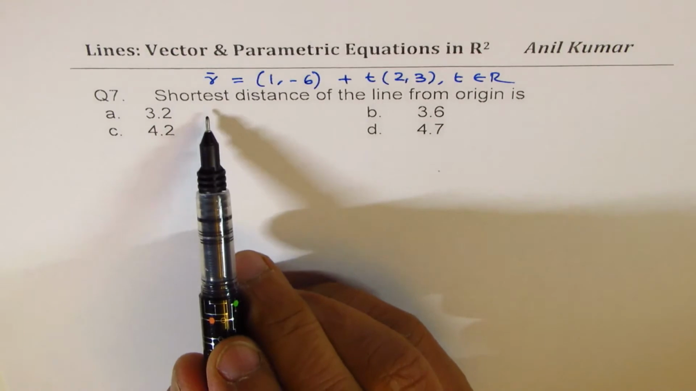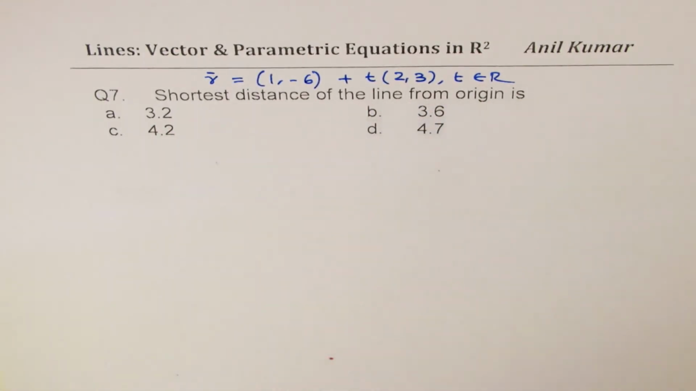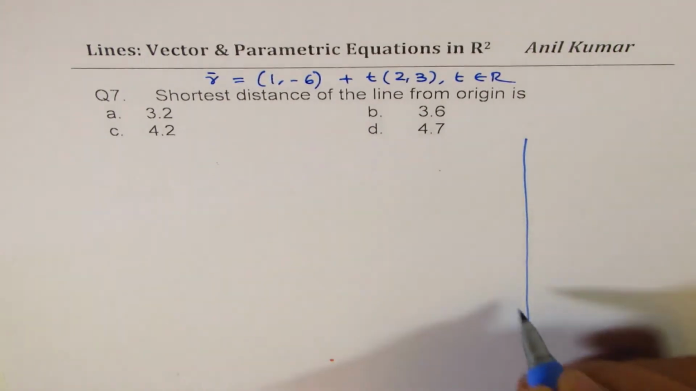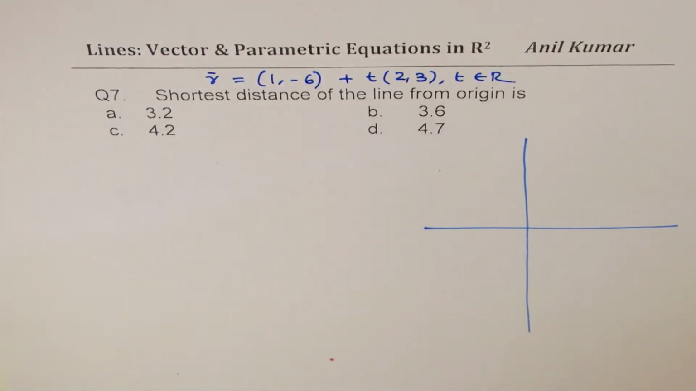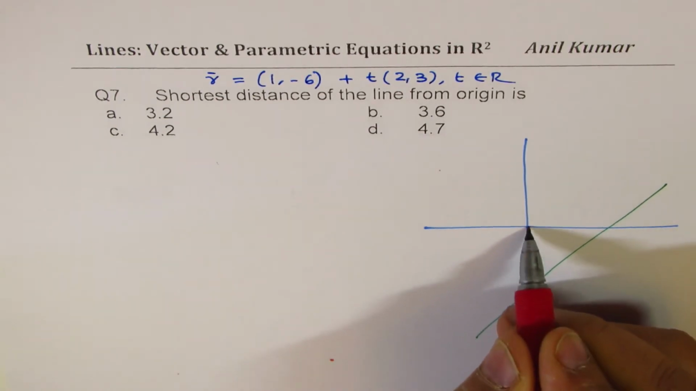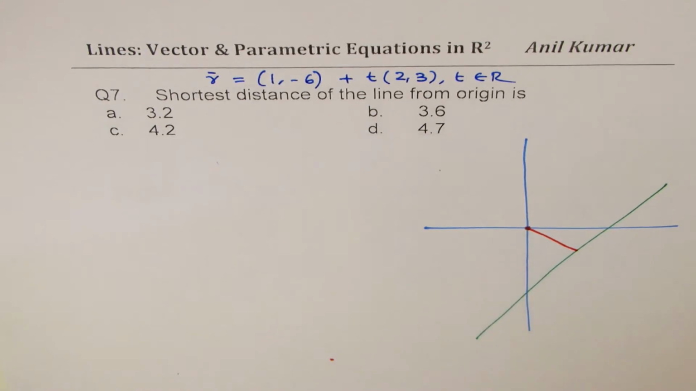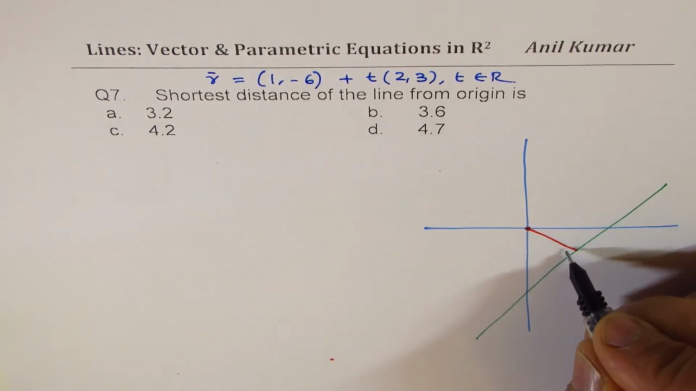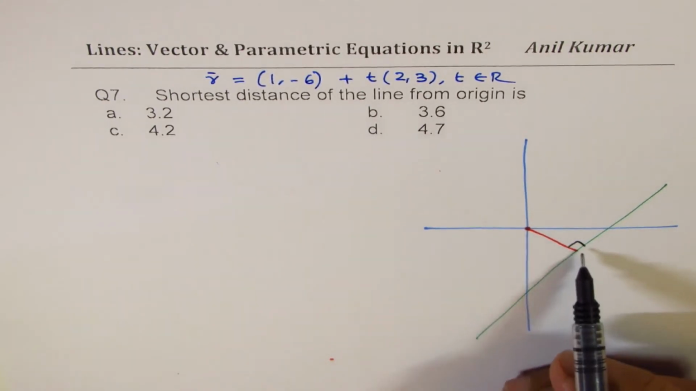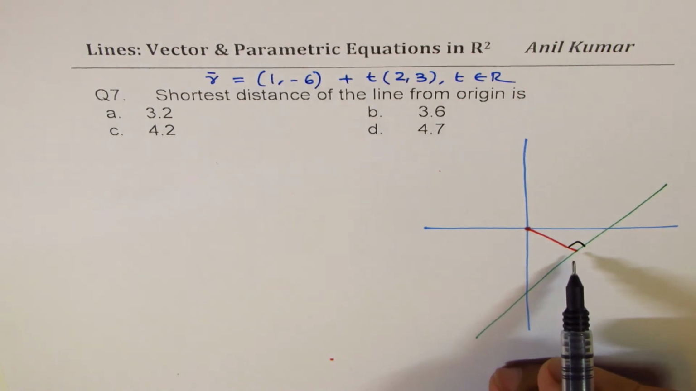We need to find the shortest distance of the line from the origin. So let me again sketch the line here. Right, so now we know how the line looks. It's kind of like this. We need to find the shortest distance from the origin. So that line should be normal to the line. Is it okay? So in the previous question, we have found the equation of the normal line also.